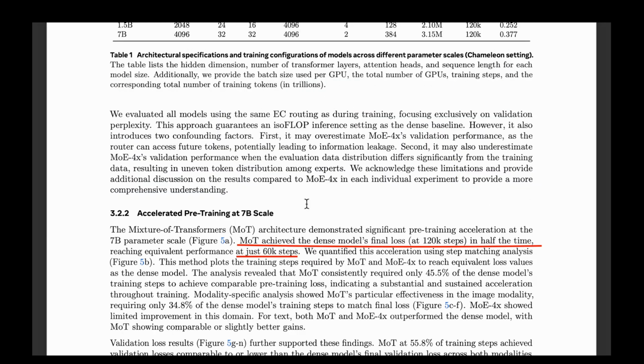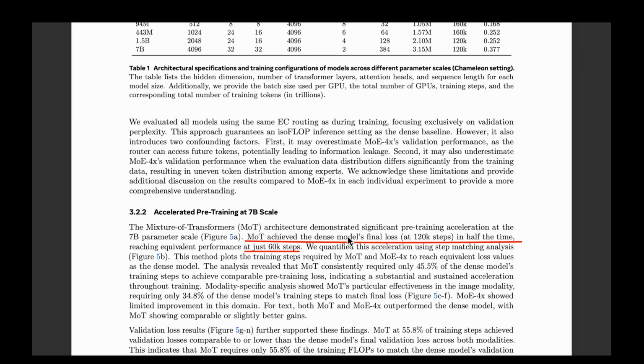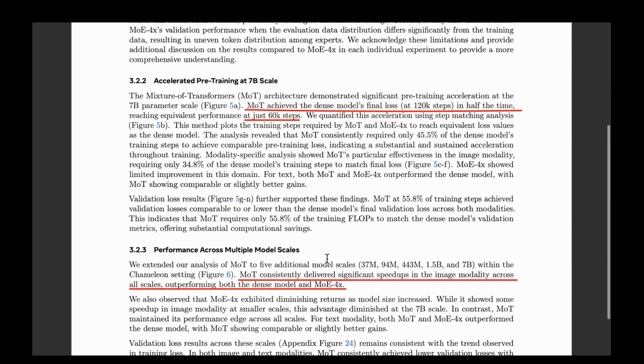So the main idea of mixture of transformers is to speed up pre-training or improve the pre-training. So what they do is they take the 7 billion parameter model and find out how well it converges compared to a dense model. They say that the dense model achieves its final loss at 120,000 steps, but the mixture of transformers achieved the same objective in just 60,000 steps.